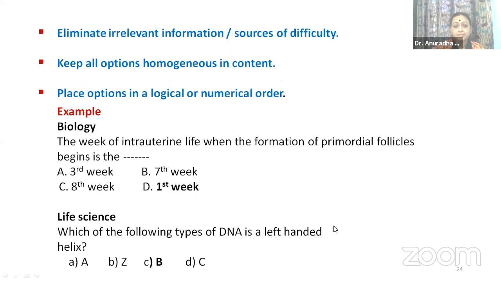Again, another question in life science. Which of the following types of DNA is a left-handed helix? A, Z, B, C. Why don't we have it in alphabetical order? That does not require any additional effort on the part of the paper setter or the item designer. He just has to observe this kind of sequence.